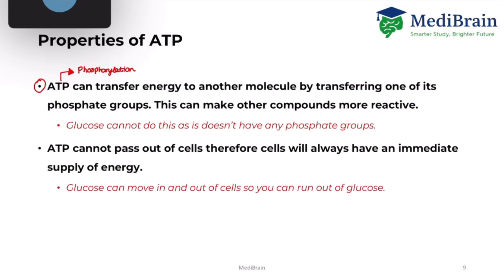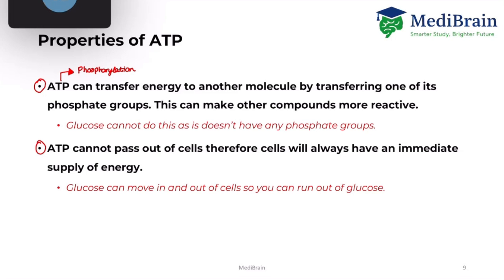And finally, ATP cannot pass out of cells. Okay, so ATP stays within the cells. Because it stays within the cells, there will be an immediate supply of energy. There will always be a supply of energy if the cell needs it. Whereas glucose can move into and out of cells through the bloodstream. And because it can move in and out of cells, a cell can run out of glucose. Whereas ATP is small, it stays within cells. It's enclosed by the membrane. It cannot move out of cells, and because it cannot move out of cells, it will always act as an immediate source of energy.